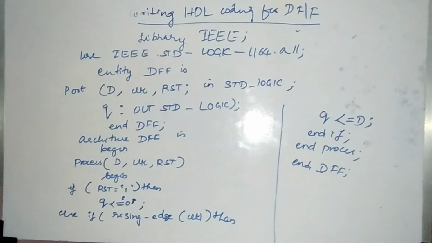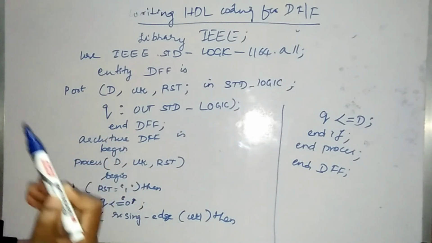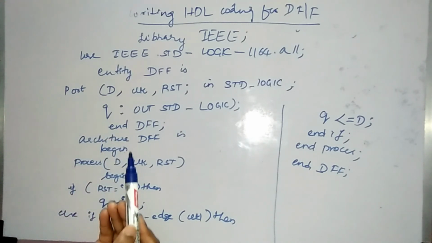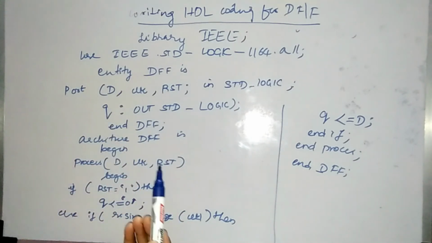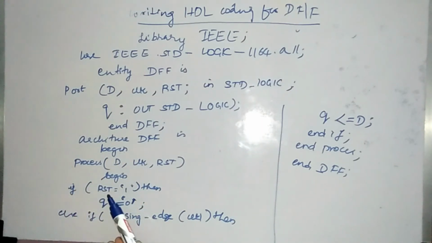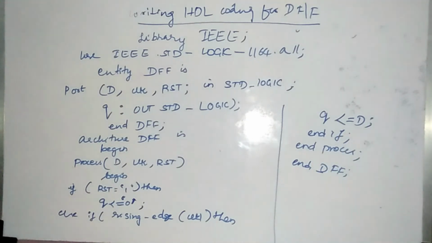Dear students, basically we have included our inputs, that is D, clock and reset, and our only output Q, and we know the function of the D flip-flop. Whenever the input is 0, the output is 0. Whenever the input is 1, the output is 1. We began the process including our inputs, which is crucial for the operation to occur. Based on the two conditions, if reset is 1, the output will be equal to 0. Else if the clock has the rising edge, then the input will be equal to the output, that is, Q is equal to D. Then end if, end process and end D flip-flop.